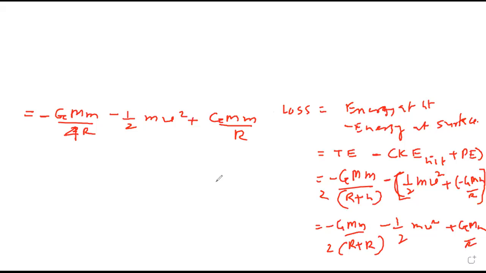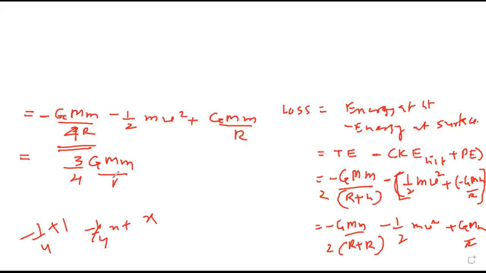Completed till this? Now see, this is 1 by 4 and this is 1. What is minus 1 by 4 plus 1? Can I say 3 by 4? Rest all are constant, so minus 1 by 4x plus 1x. What is minus 1 by 4 plus 1? 3 by 4. So 3 by 4 GMm upon r minus half mv square.